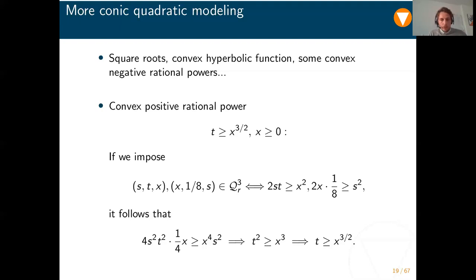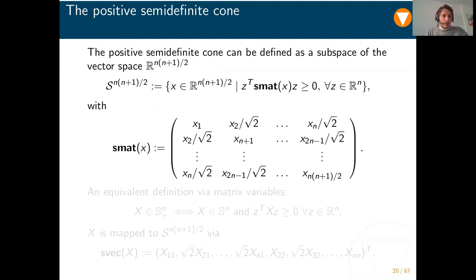Okay, so that was our first conic building block, the quadratic cone. We've argued that there are many things you can model. We are now seeing a second building block. And this is the so-called positive semi-definite cone. Now you cannot do convex optimization without ever thinking about the positive semi-definite cone. And also you cannot introduce conic programming without the positive semi-definite cone.